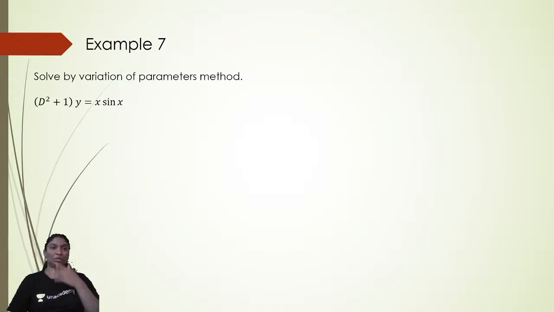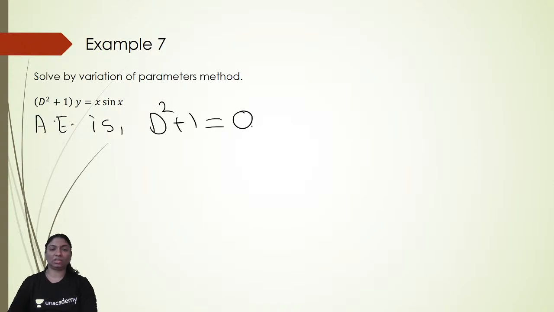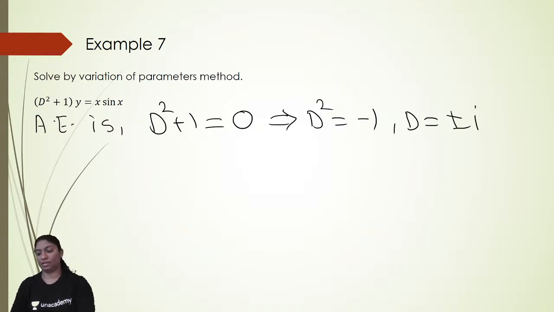Okay. So D square plus 1 of y is equal to x into sin x. So how will we go? First of all, what is our auxiliary equation? Here we will find the roots. The auxiliary equation is D square plus 1 equals 0, which implies D square equals minus 1. So D equals plus or minus i.